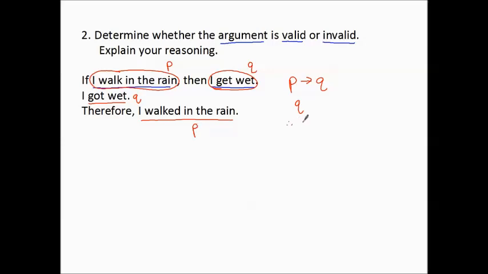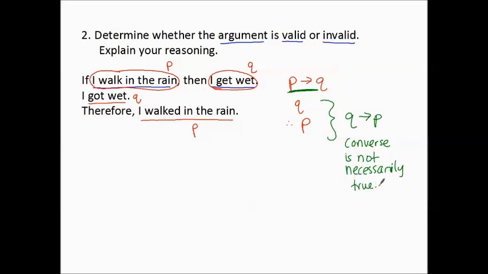Well, what is the way that it's going? Starting at Q and ending at P. That is using the converse. Going from Q to P switched the order of the original statement. The converse, remember, is not necessarily true. The converse is not necessarily true. And therefore, we're switching the order and possibly making an invalid argument.